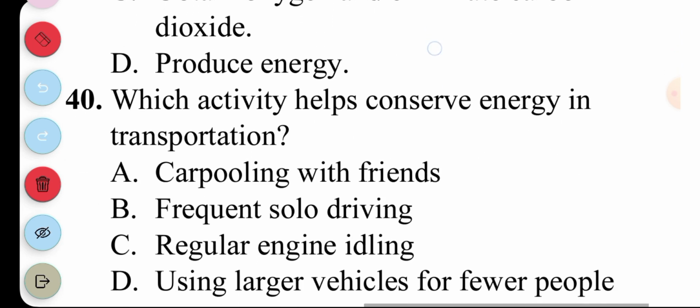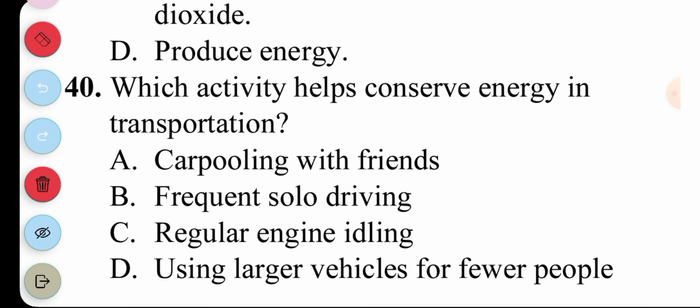40. Which activity helps conserve energy in transportation? A. Carpooling with friends. B. Frequent solo driving. C. Regular engine idling. D. Using larger vehicles for fewer people. The answer to 40 is A. Carpooling with friends means a lot of friends being in the same car and then traveling to wherever they'll go to.